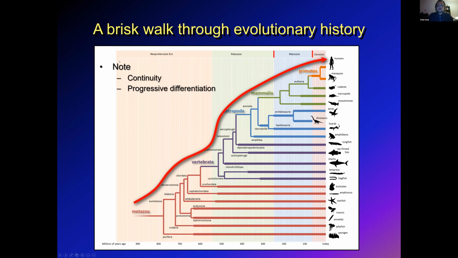But the main point I would ask you to take note of is continuity and the progressive differentiation. In other words, you have a system which is simple, which has maybe one or two pieces that gradually become more separated and specialized and subdivided and so on, constructing a more and more elaborate nervous system along the way as the system evolved.